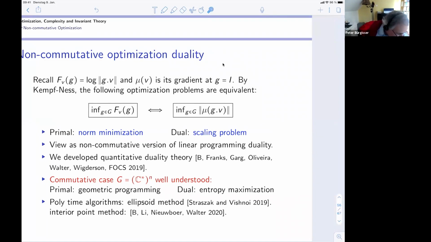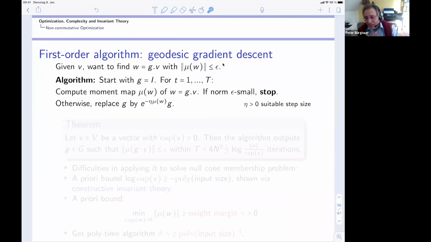Now, in the paper there are two algorithms, first order and second order. Let me talk about the first order. This algorithm is just gradient descent. The algorithm is really simple. So what do we do? We are given our vector. Here again is our problem: we want to find G dot V such that the norm is less than epsilon.